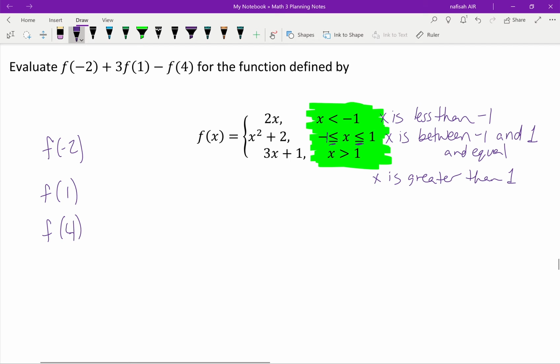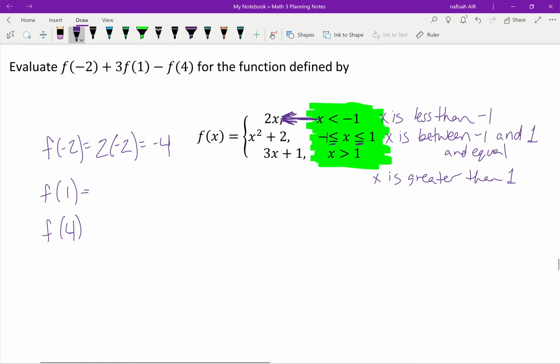So when I'm thinking about -2, -2 falls into the category where x is less than -1, because if -2 is x, -2 is less than -1. So I'll use the 2x piece of my function because this is the one that I'll use when I have this restriction. And so I'll plug that in and get -4. I'll do the same thing with f of 1.